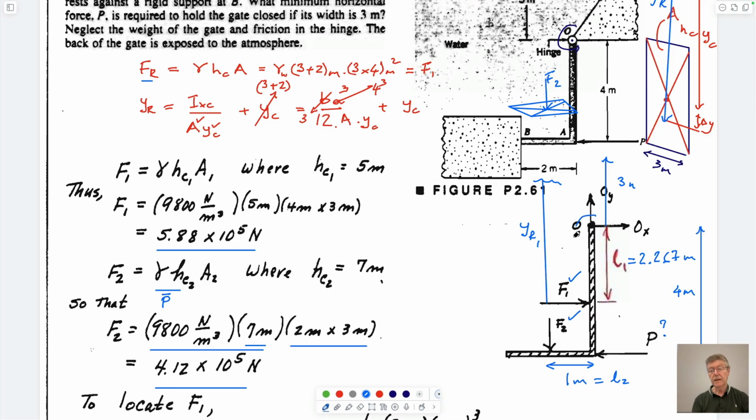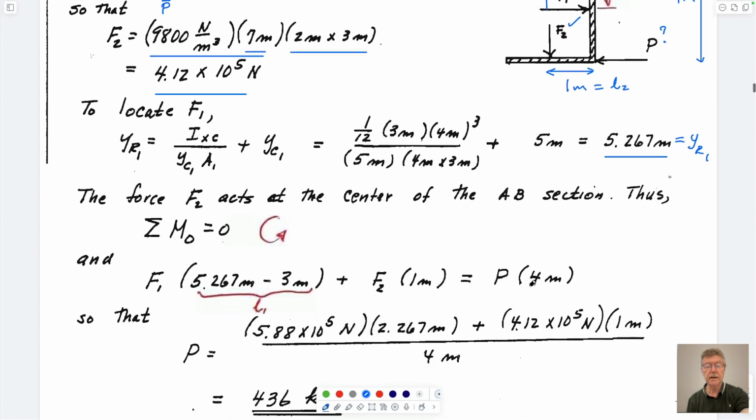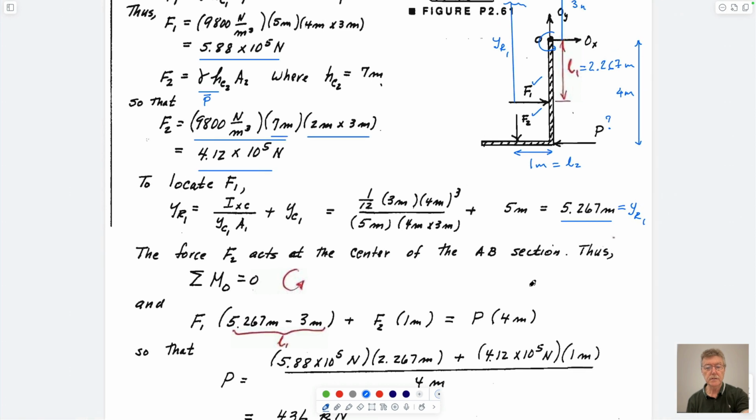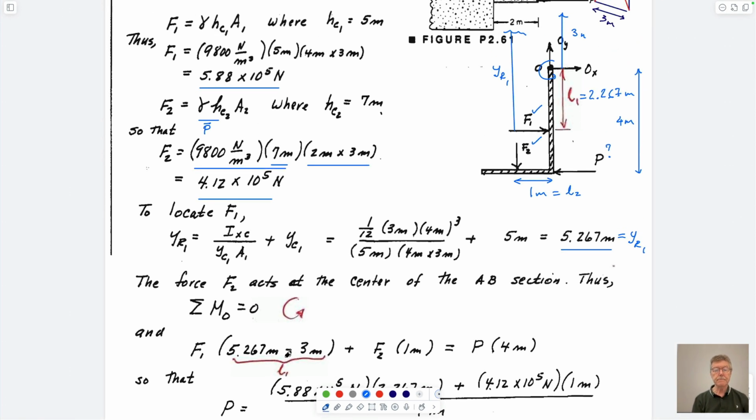importantly, unlike what we've done before, when we could take a moment about any place and we could resolve to get the locations of the forces, now we're looking at a failure mode. So we have to take moments about the hinge. And so we take moments about here. And so if we go down to the base, this expression here should be exactly that. Taking moments about the hinge, the force 1 multiplied by L1.